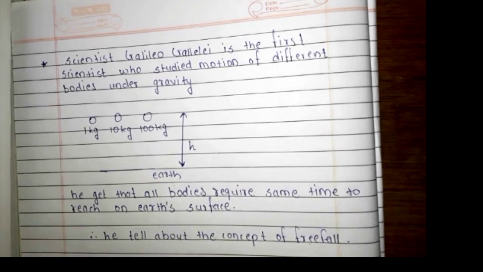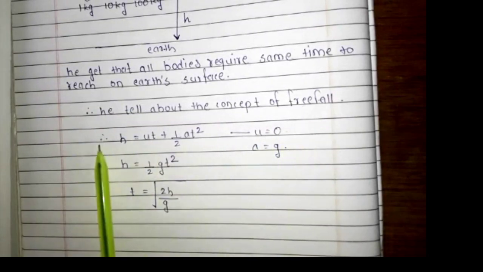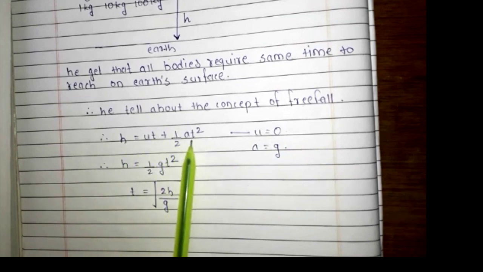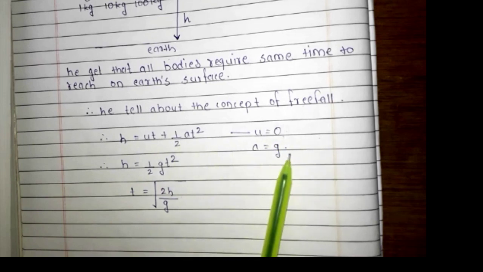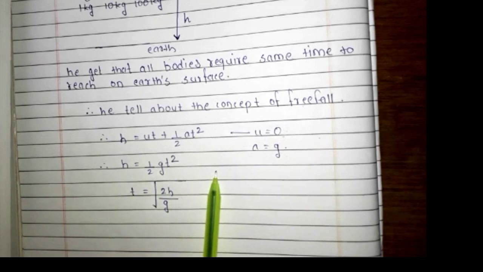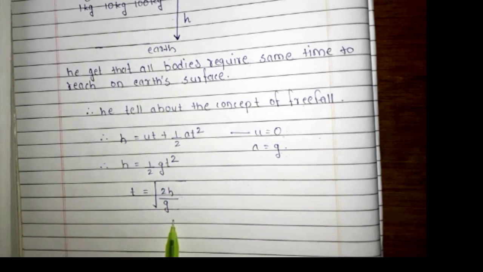and he called this free fall. Therefore, as it is free fall, u is equal to 0, and when we put these values in the second kinematical equation, h is equal to ut plus half at square, here u is equal to 0 due to free fall, and a is equal to g as it is due to gravitational force. So we get h is equal to half g t square, and for the value of t we get root of 2h upon g. Therefore time is the same for all the bodies. Here there is no term of mass.